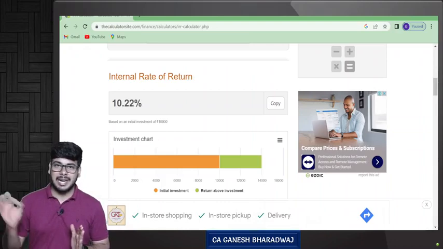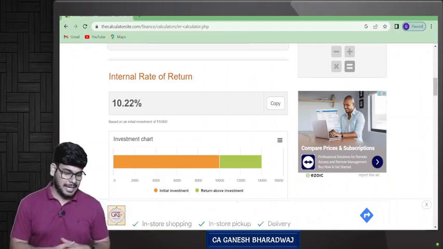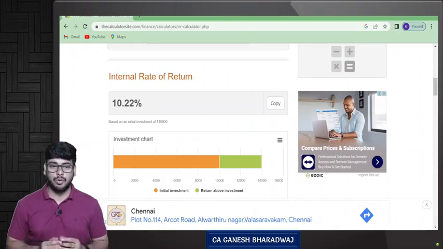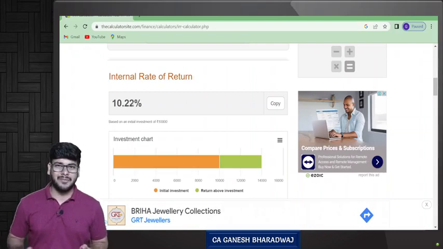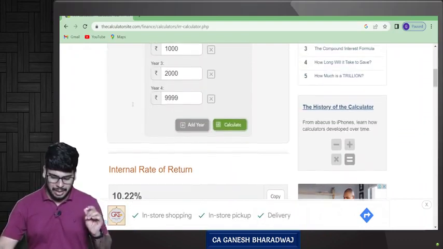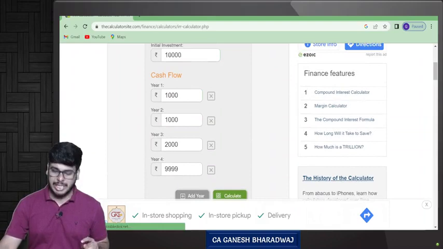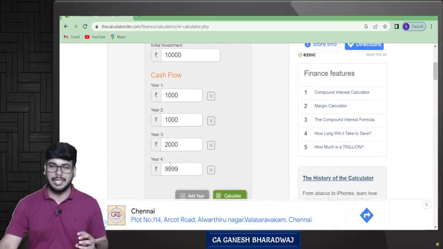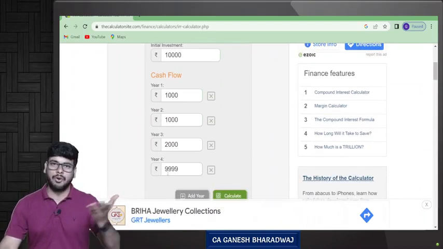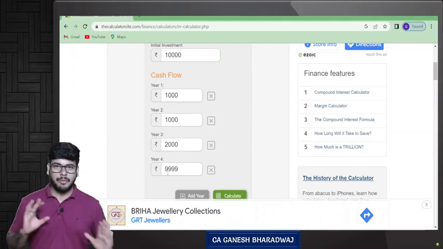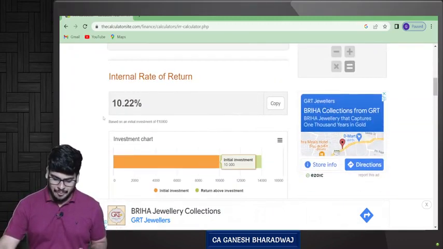And IRR is a rate that makes your NPV equal to 0. Are you clear with this? But in real life, it all happens in a click of a button. You just need to input the cash flows. Initial outflow followed by a series of inflows, or initial inflow followed by a series of outflows. It depends on which perspective you're looking at it from, and obviously you will get IRR.